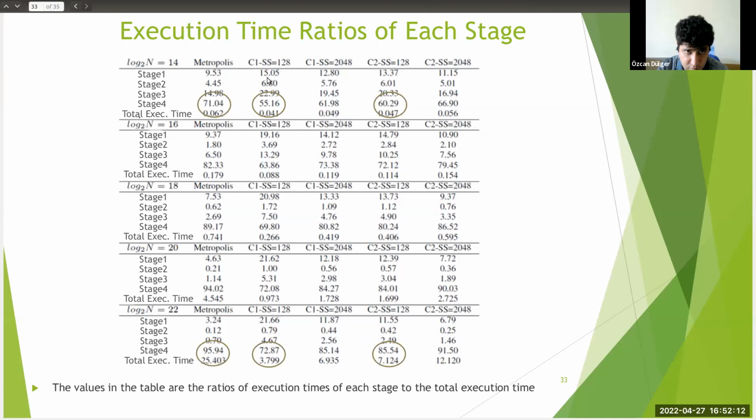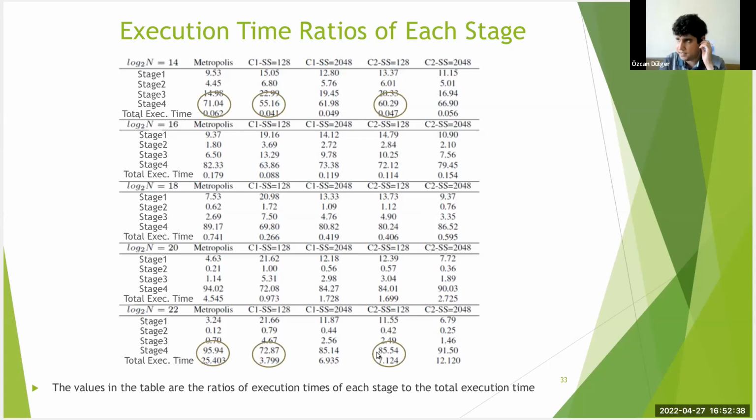So when we check the total execution times, you see that the original Metropolis takes 25 seconds here, but the execution time of C1 with S segment size 128 is around 3.7 seconds. This is very important here. And the total execution time of C2 is around 7 seconds. So improving the performance of the resampling stage is very important, as you see in our study.